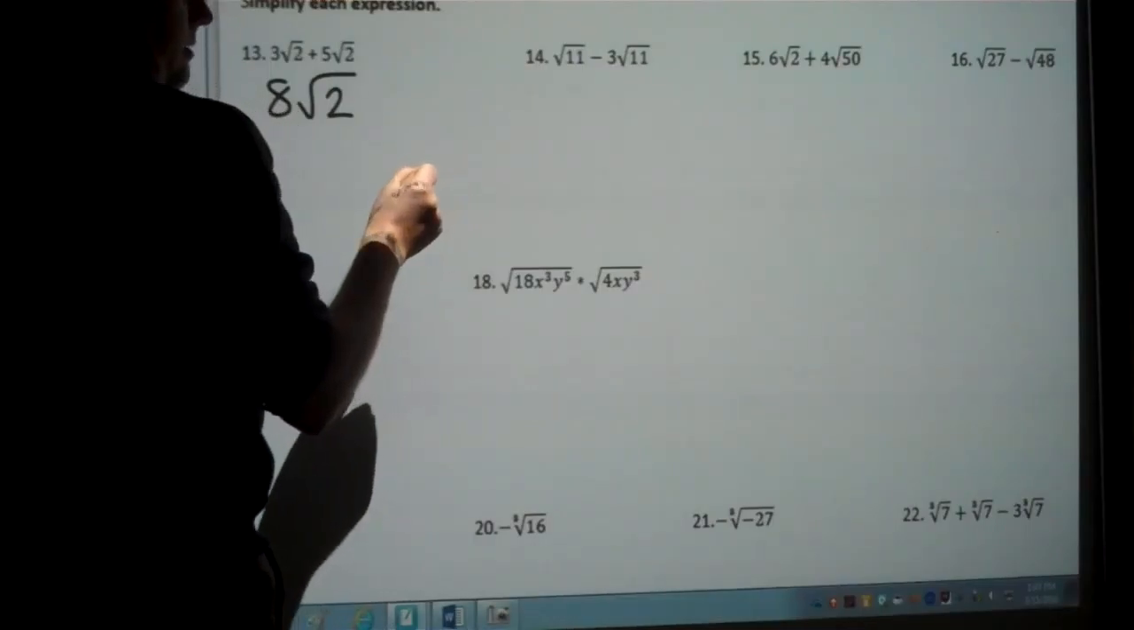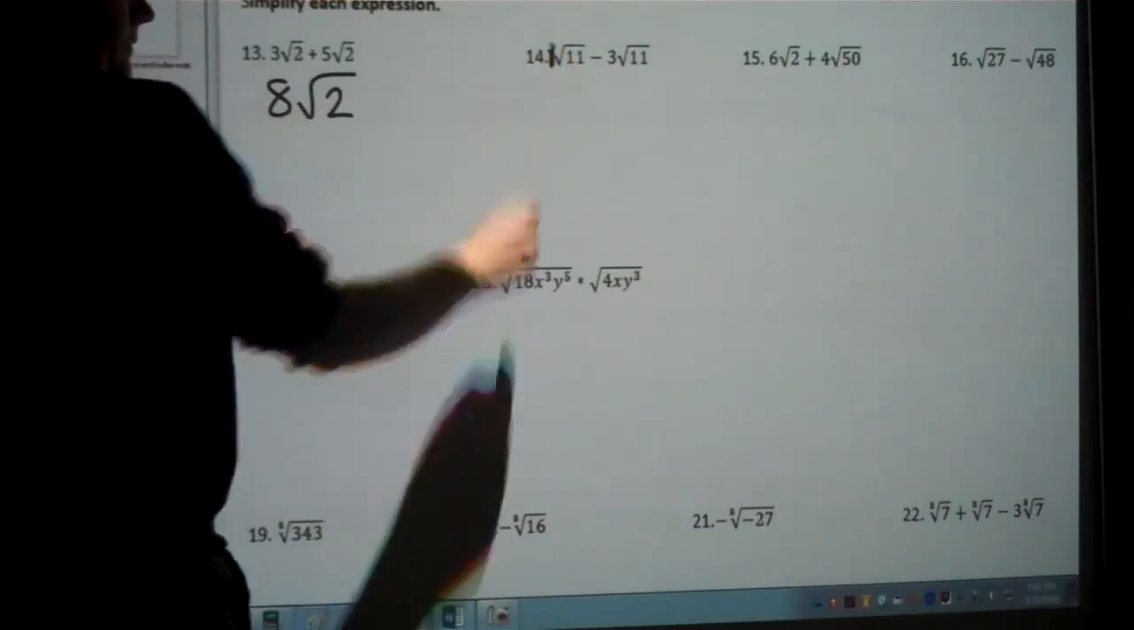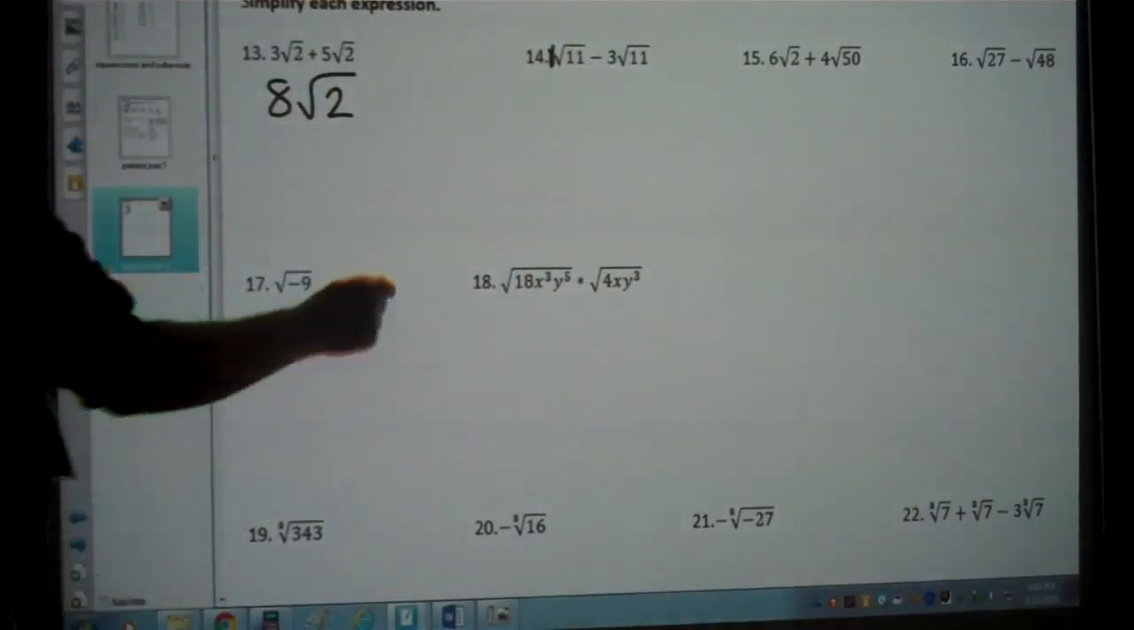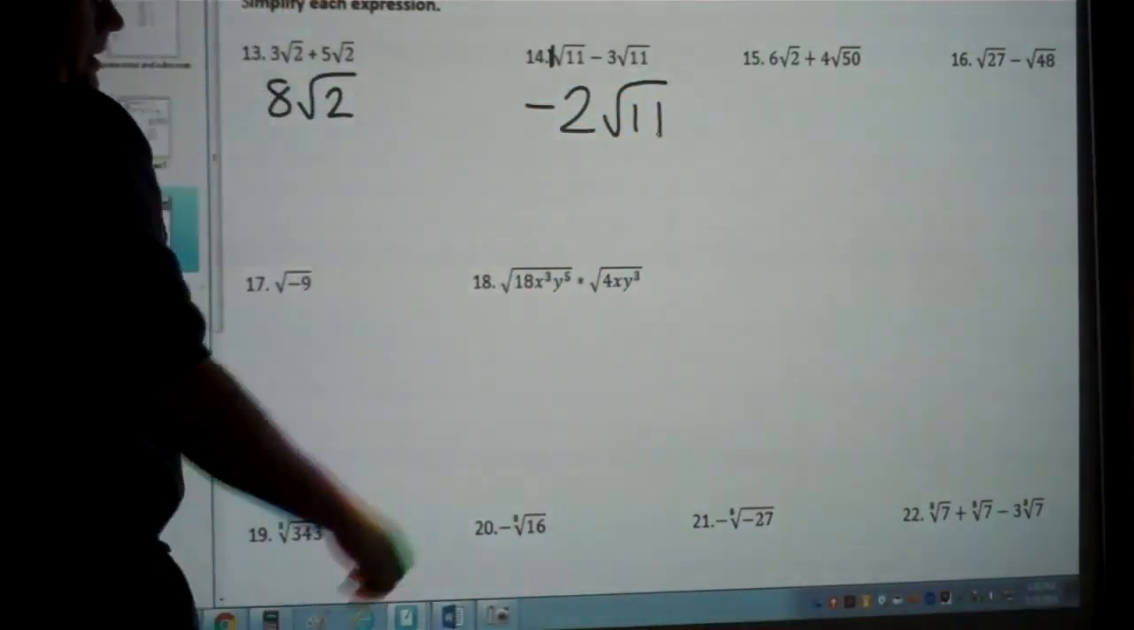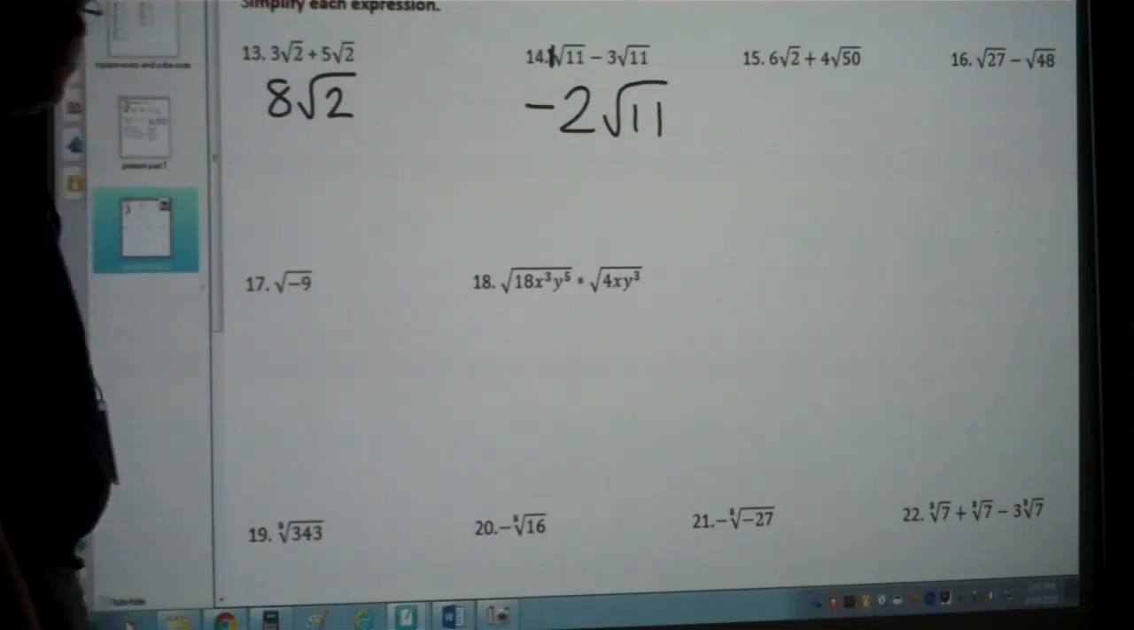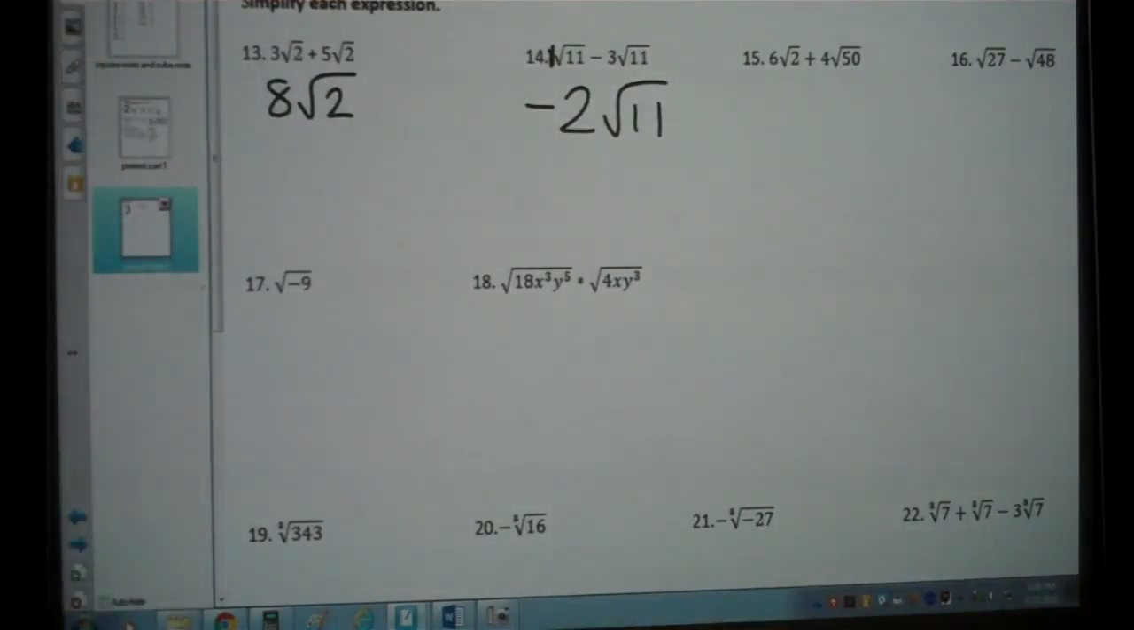Radical 11 take away 3 radical 11. If there's no number in front, we know that it's 1. So 1 take away 3 is negative 2. And then once again, it's radical 11. We're not doing 11 take away 11 for this one. We're just saying how many radical 11s we have.